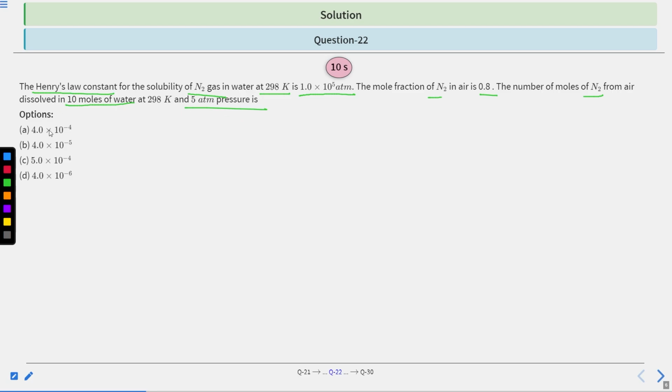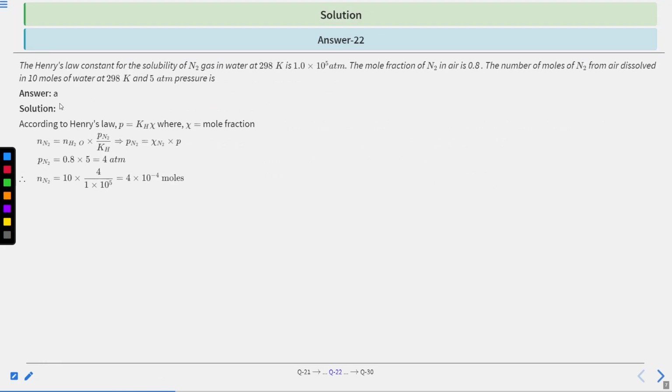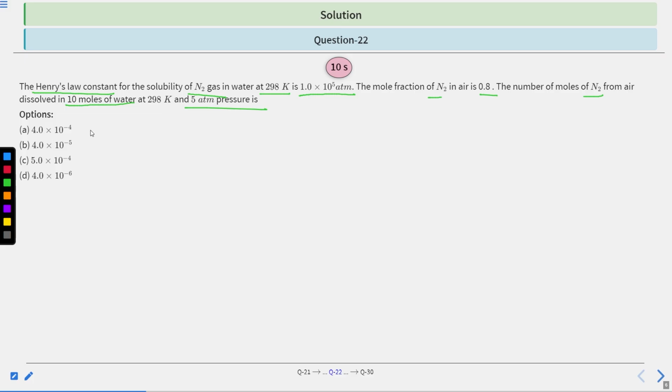So options are 4 into 10 to the power minus 4, 4 into 10 to the power minus 5, 5 into 10 to the power minus 4, or 4 into 10 to the power minus 6. So you have 10 seconds to solve this question. After that, we will see the answer. Okay, so the correct answer is option A, that is 4 into 10 to the power minus 4.